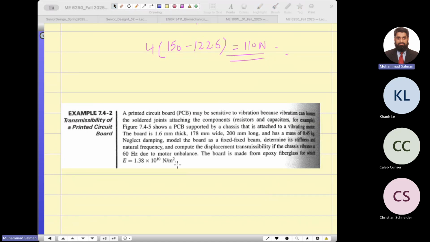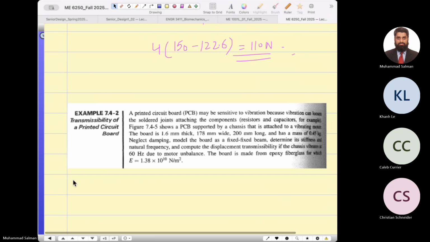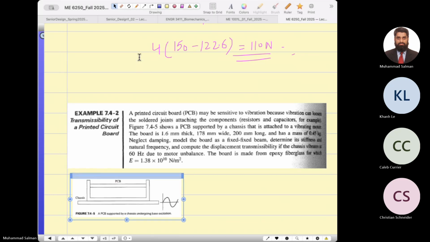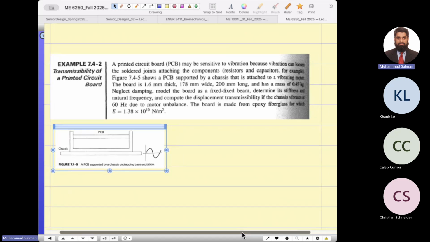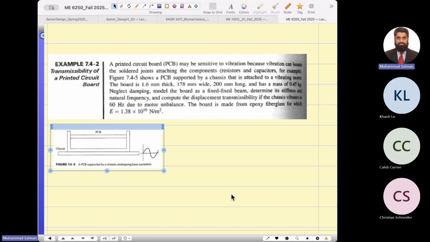So this is an example. A printed circuit board may be sensitive to vibration because vibration can loosen the solder joints attaching the components such as resistors. So this is a PCB.